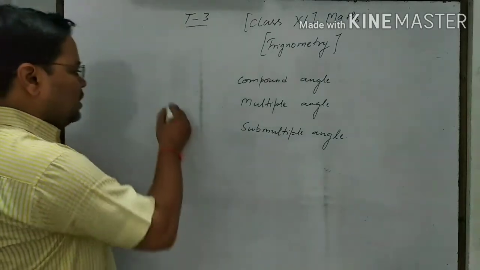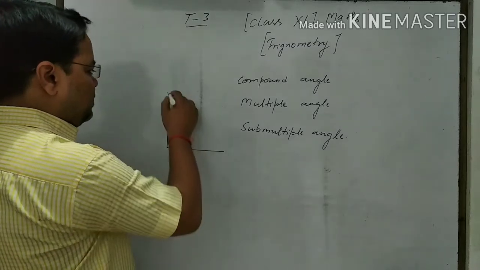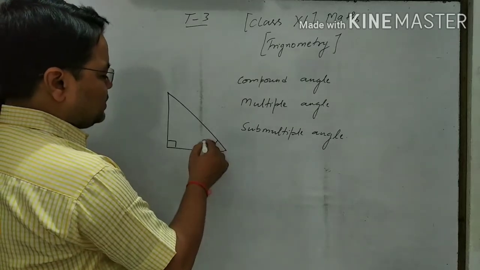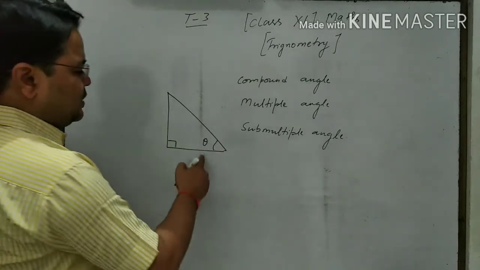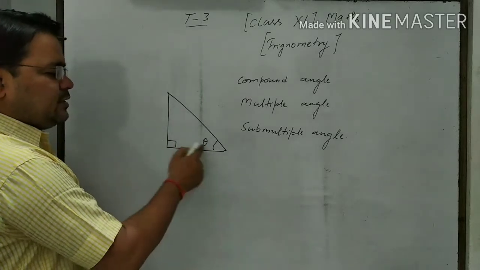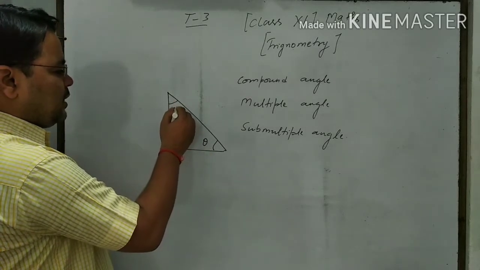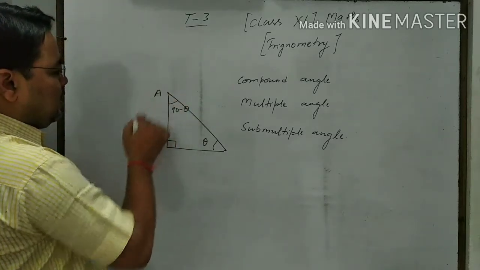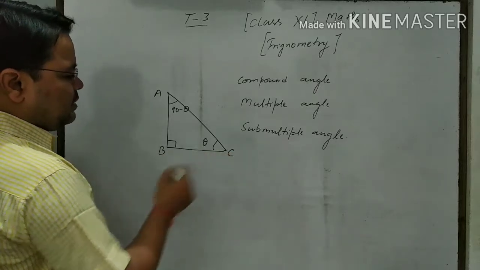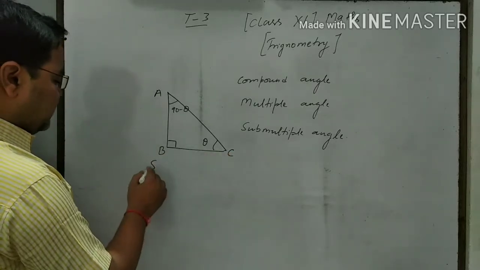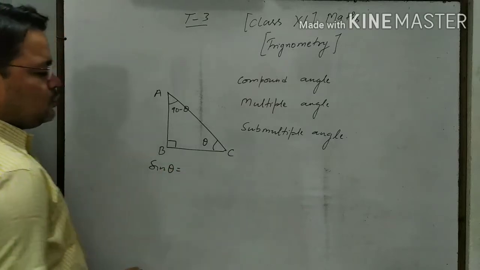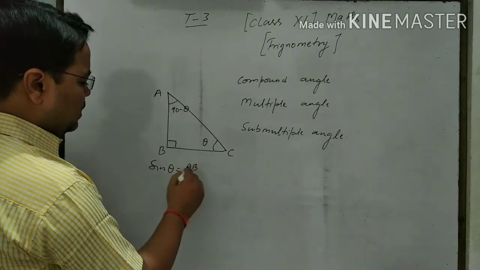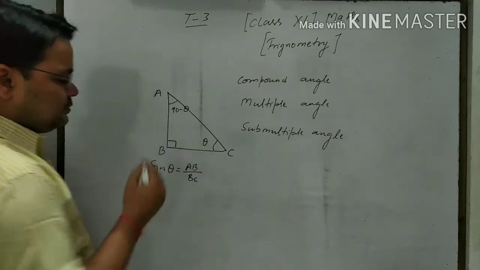In ninth class, we discussed a right angle triangle in which this is 90 degree, and if this is theta, then the value of this will be 90 minus theta. Okay, now if this is A, B and C, then here sin theta is equal to perpendicular upon base. Perpendicular means AB and base means BC.